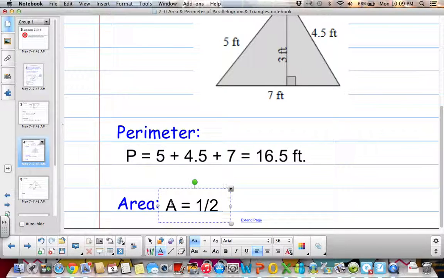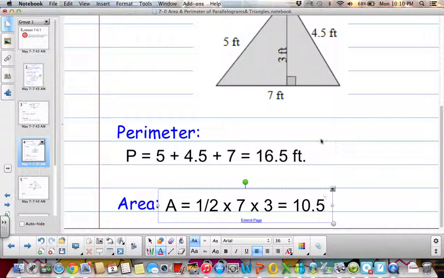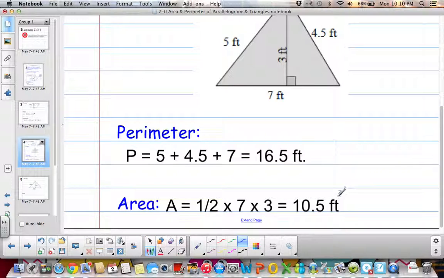The area is going to be 1/2 times the base, which is 7, times the height, which is 3. We get 7 times 3 is 21, and then half of 21: we know that half of 20 is 10, so half of 21 would be 10.5. And because it's area, we would have it as feet squared.